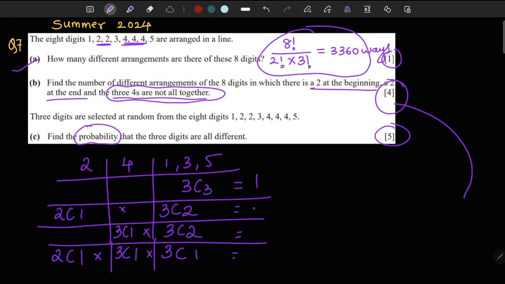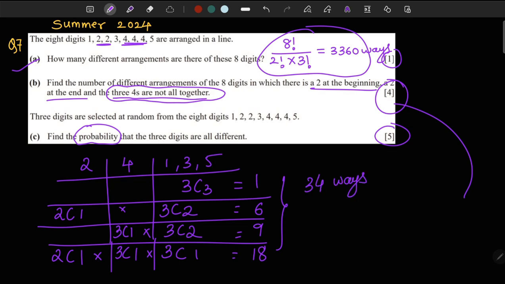So we get, then here we get 9 different ways, and the last one we get 18 ways. So 18 plus 1 plus 6 plus 9, we get a total of 34 different ways of getting 3 different numbers from this.